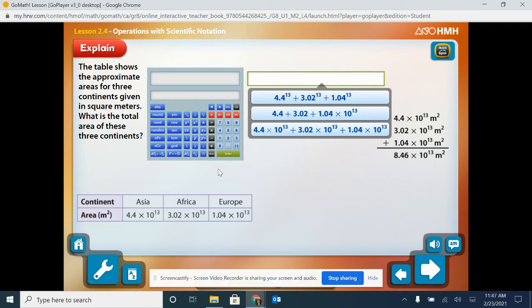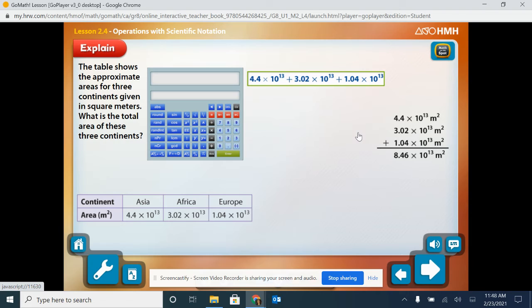So they said that they use EE for the exponents. So then I would add this one, right? 4.4 times 10 to the third power, and then plus 3.00 times 10 to the 13th power plus 1.04. I'm going to say this one to find the sum. That's right. The sum is 4 and 4/10 times 10 to the 13th power plus 3 and 2/100 times 10 to the 13th power plus 1 and 4/100 times 10 to the 13th power.